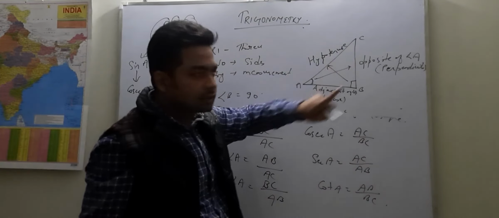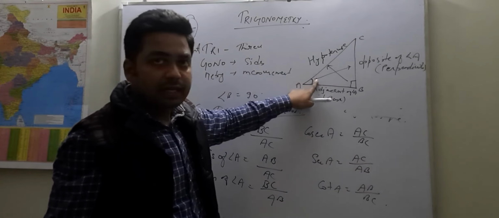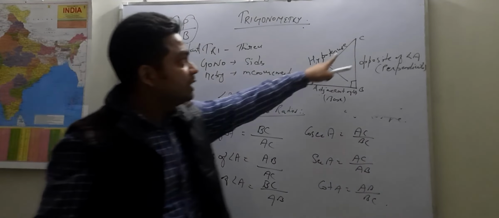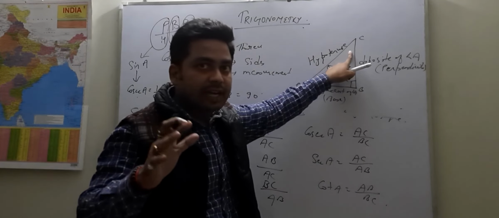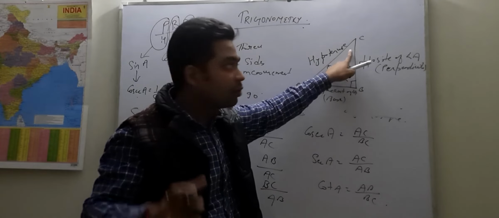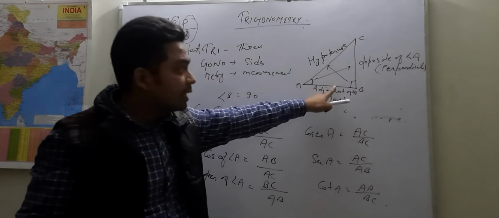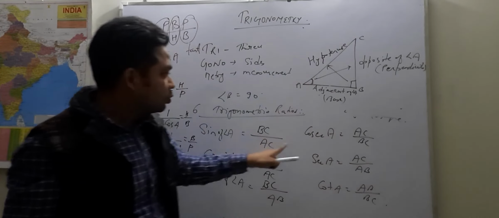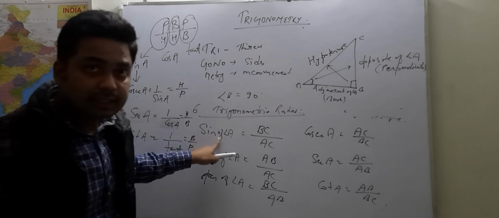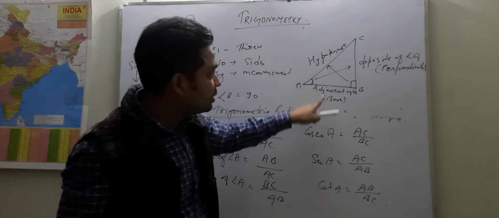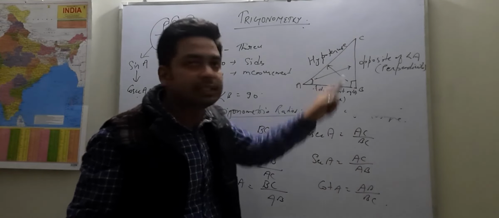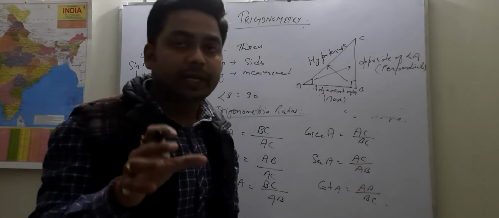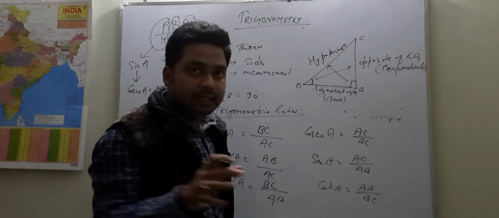If in place of angle A, I take angle C as the angle, then sine of angle C will be different, because in this case the opposite of angle C is the perpendicular and this is the hypotenuse. So the value of sine of angle C will be AB upon AC, not BC upon AC. According to the angle we will take these trigonometric ratios. I think it is clear.